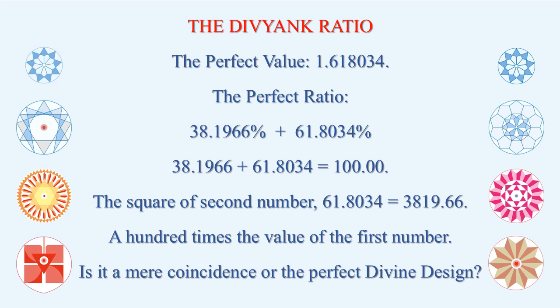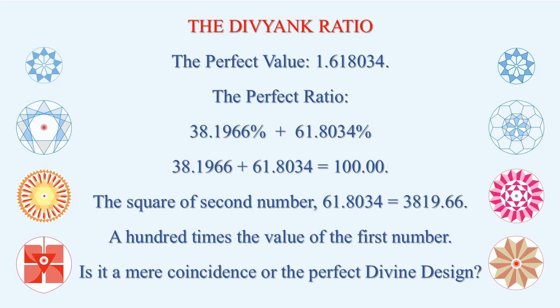The second thing is the square root of the first number, 61.8034, is equivalent to 3819.66, which is 100 times the value of the other number. Can you imagine? The square root of this is equal to exactly 100 times the value. This is something which no other ratio in the world has ever done. And I'm glad that I've been able to bring out this precise, concise thing.